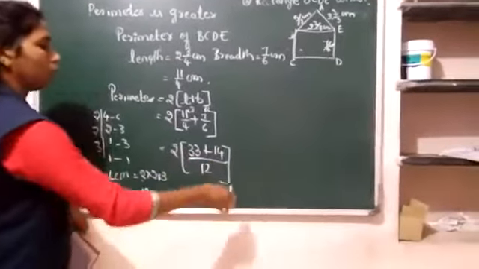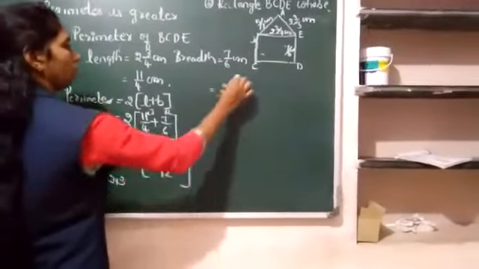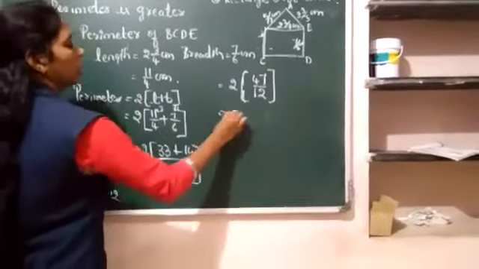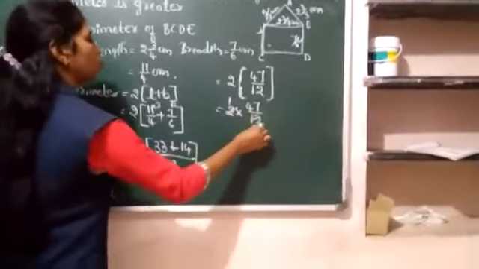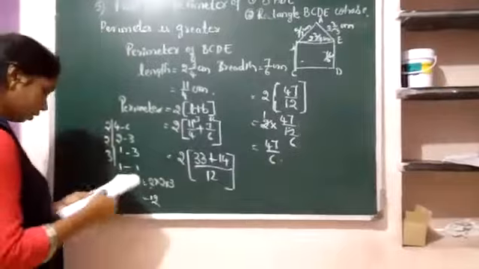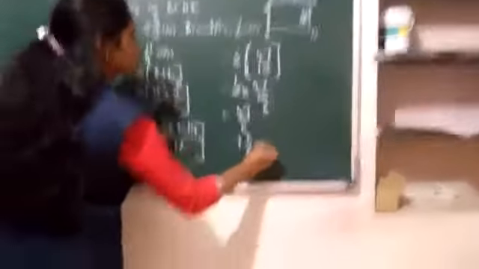Now 33 plus 14 is equal to 47 by 12. Now 2 into 47 by 12: 2 1s are 2, 2 6s are 12, so 47 by 6. Convert it into a mixed fraction, means 7 5 by 6 centimeter.